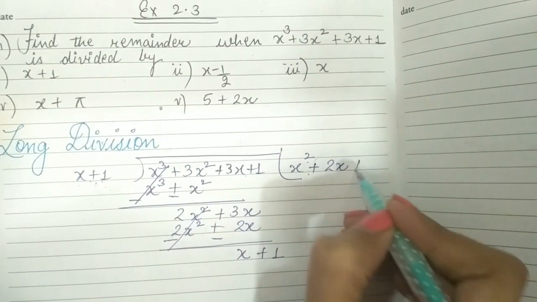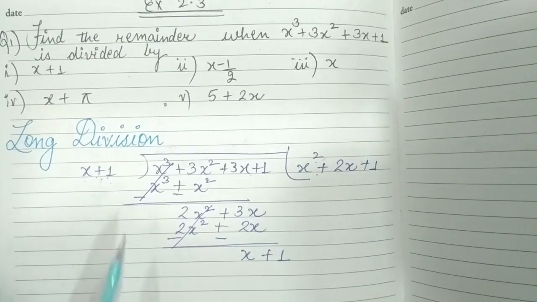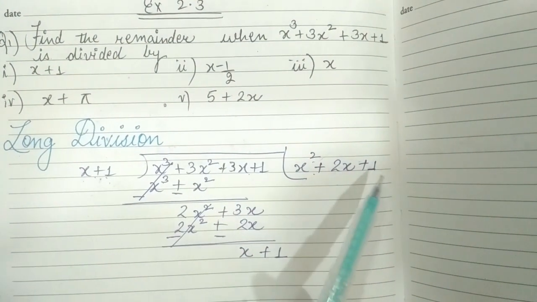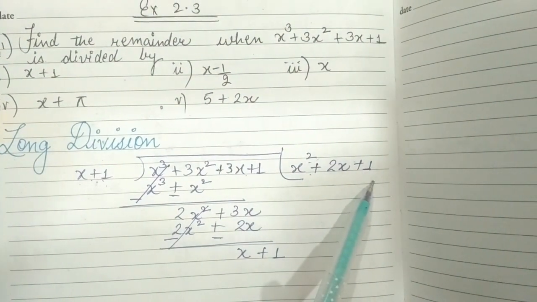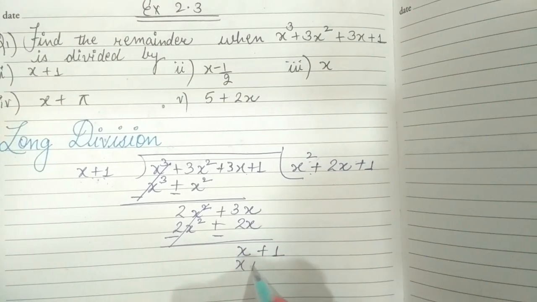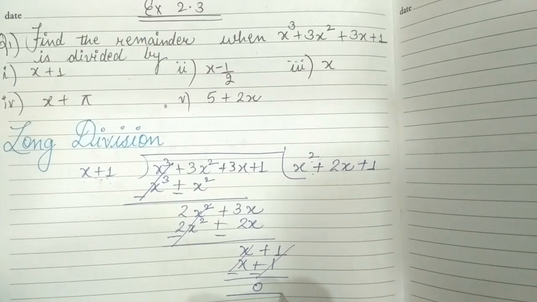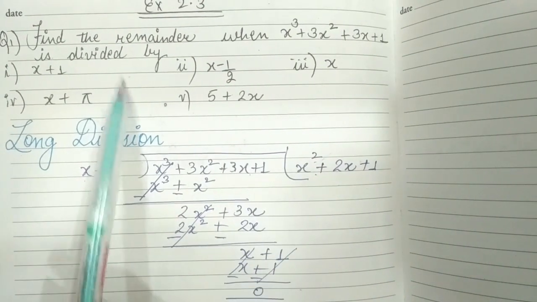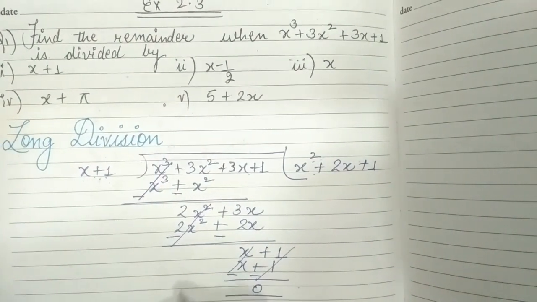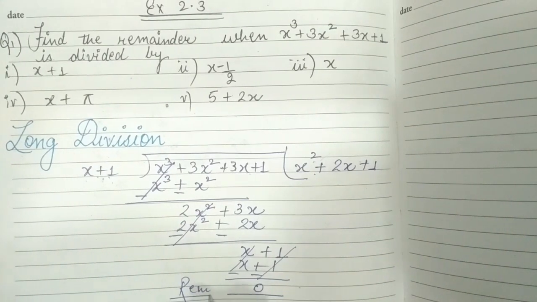x into x, multiply x. We have to keep x as it is. So we are going to multiply it by 1. So our remainder here is 0. In the question we are asked to find the remainder. So our remainder is 0.